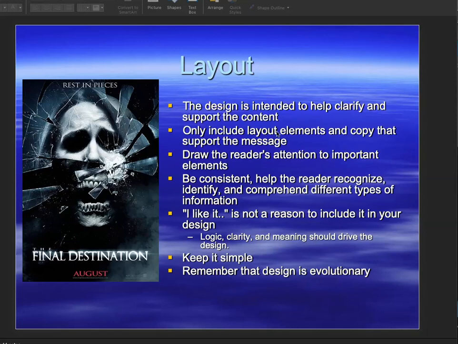So the design is intended to help clarify and support the content. This is a horror film. The final destination is probably what? Death? I think that pretty much states it right there.